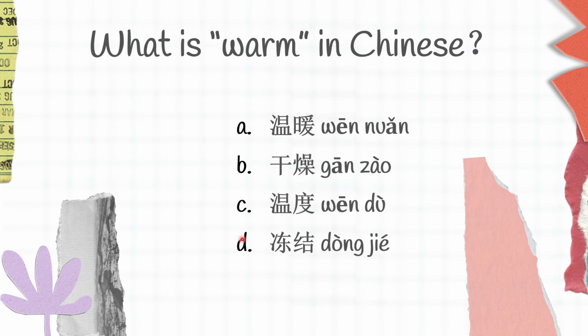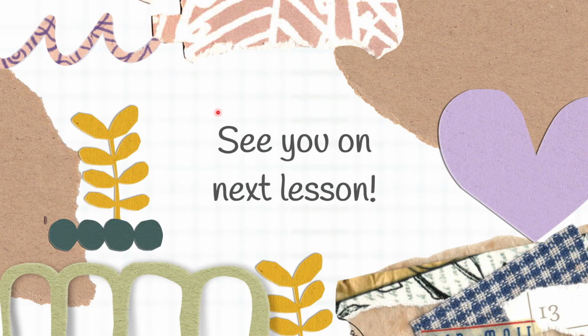So let's try to think first. So 温暖 is warm, 干燥 is dry, 温度 is temperature, and 冻结 is freeze. Warm in Chinese is A, 温暖. So that's all for today's quiz.